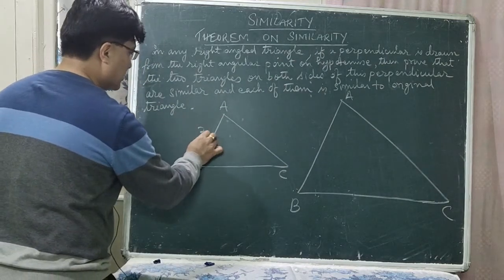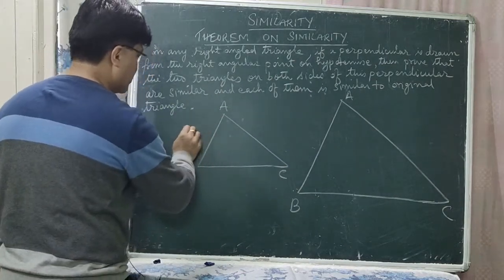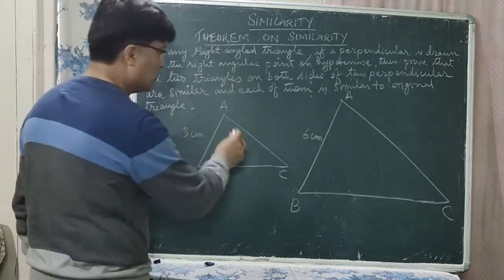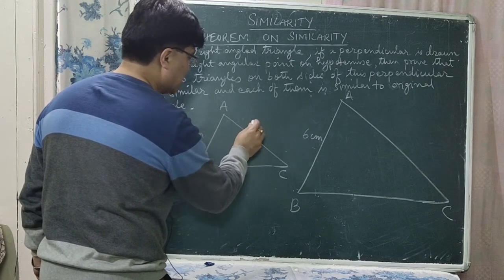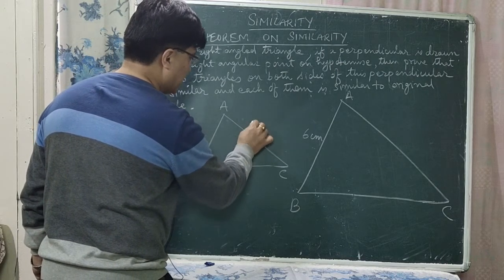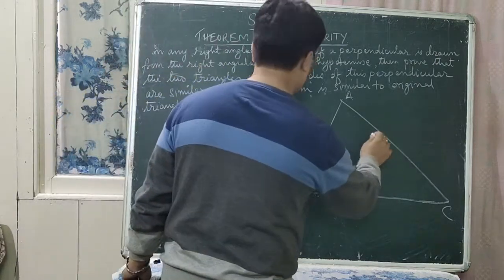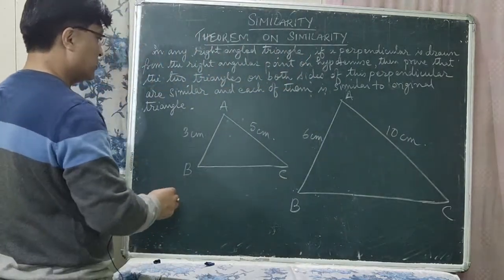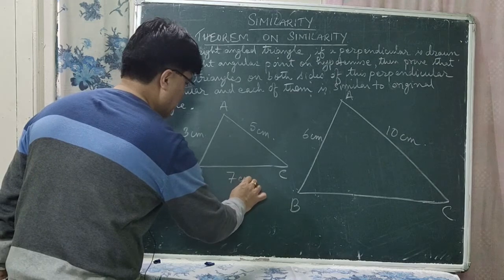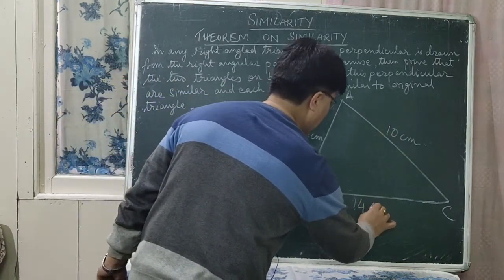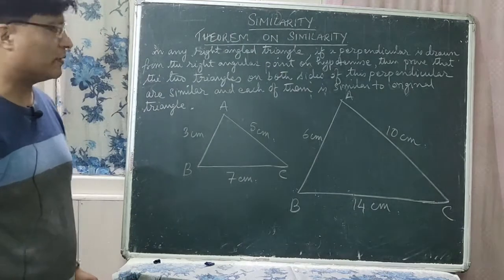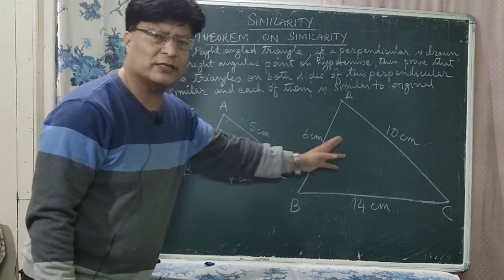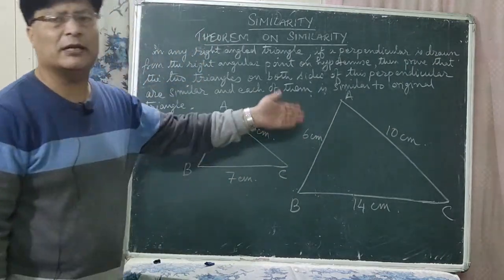Suppose this length is 3 centimeter and this length is 6 centimeter, right? Suppose this length is 5 centimeter and this length is 10 centimeter, right? And suppose this length is 7 centimeter and this length is 14 centimeter, right? So these two figures are of same type. They are said to be similar.